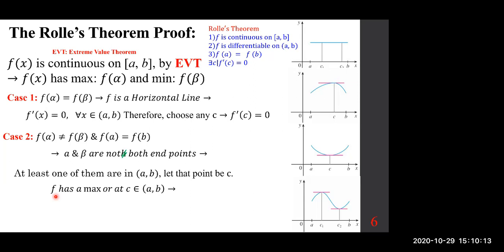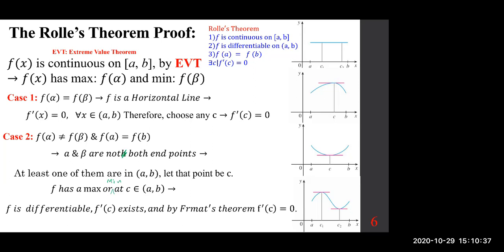Let's just write it here, class. f has a max or min at this point. And f is differentiable. We know that f is differentiable. How do we know that? Second criterion. So f prime of c therefore must exist according to this. And by Fermat's theorem, f prime must be 0. f prime must be 0, class. All right, so that's Rolle's theorem.